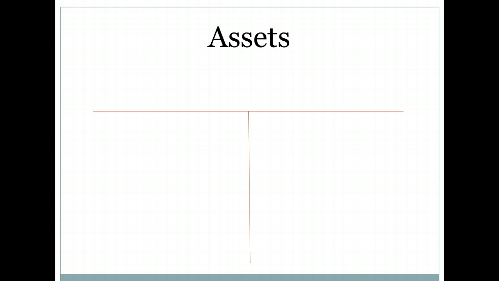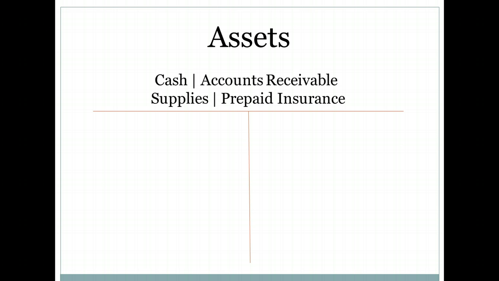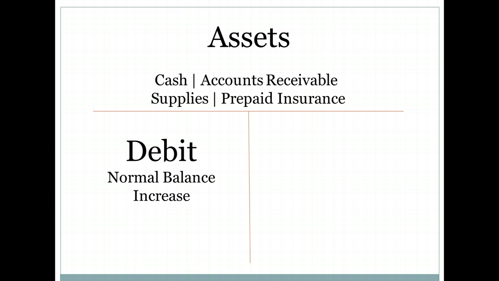Our assets then. We have dealt with 4 asset accounts: cash, accounts receivable, supplies, prepaid insurance. All 4 of these asset accounts and a majority of the asset accounts that we use will follow the same 3 rules. The debit side is the normal balance side. Another way of saying that is that assets have a debit balance.